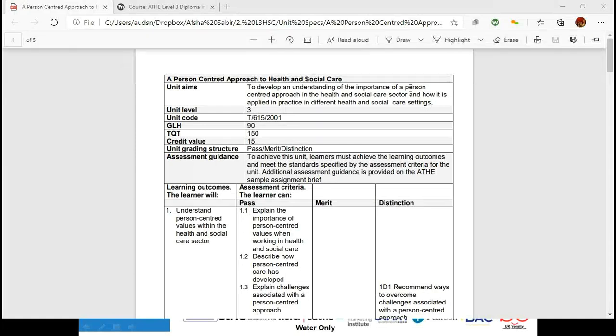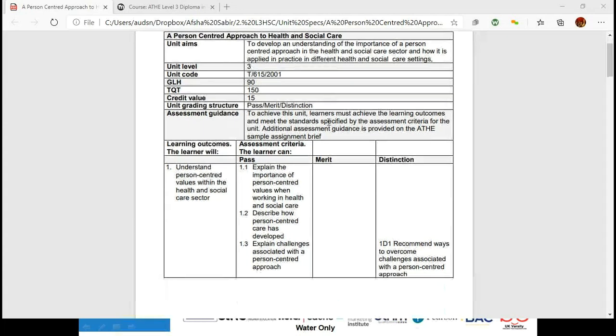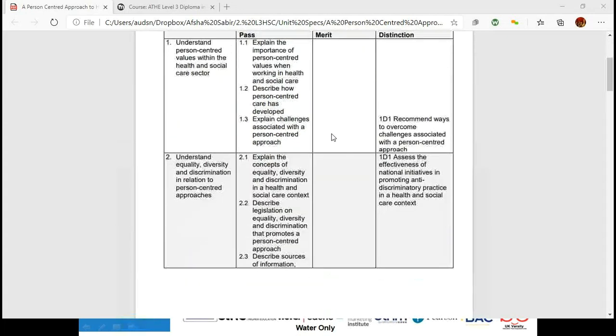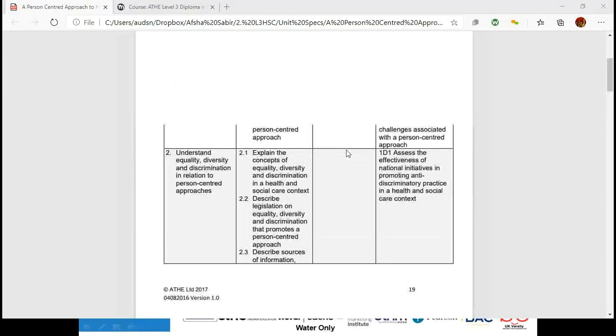So we're going to be looking at a person-centered approach to health and social care for this unit, over the next few days. I'm going to take you over the specification sheet just to go over what sort of questions that you'll be asked, and then we'll make a start on LO1.